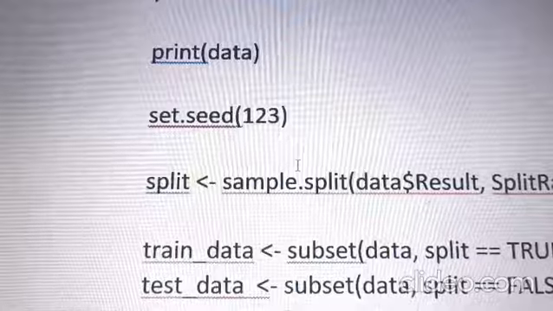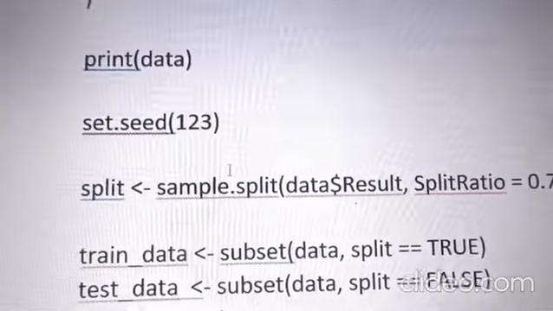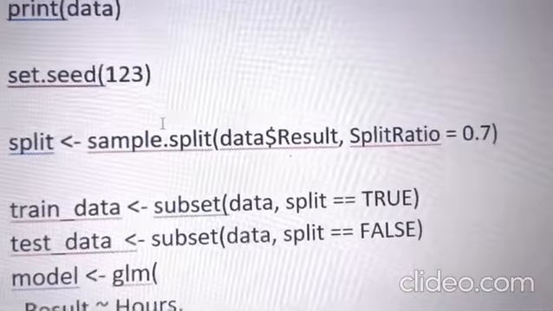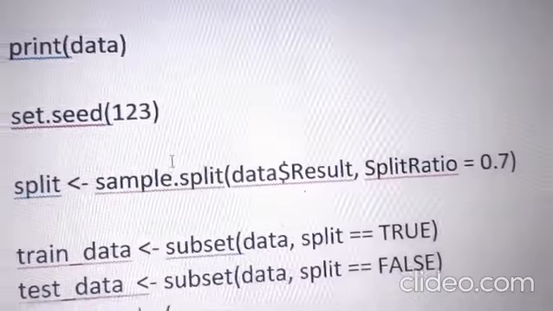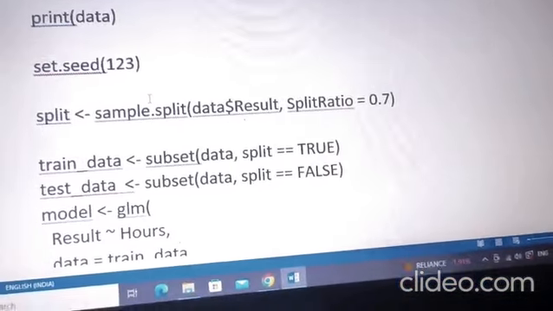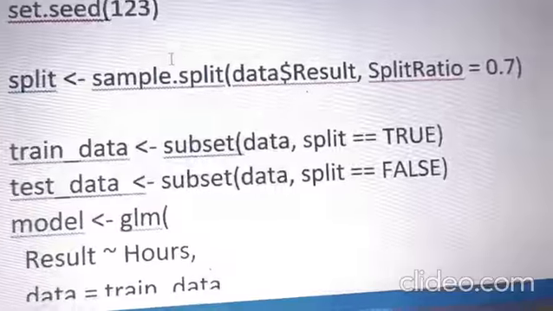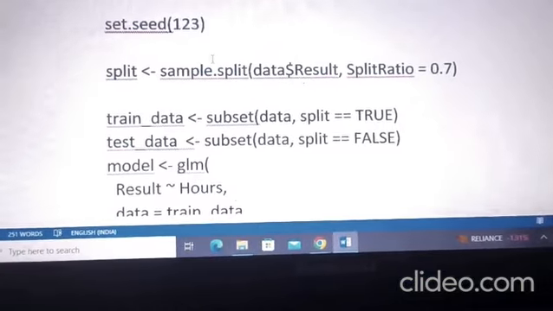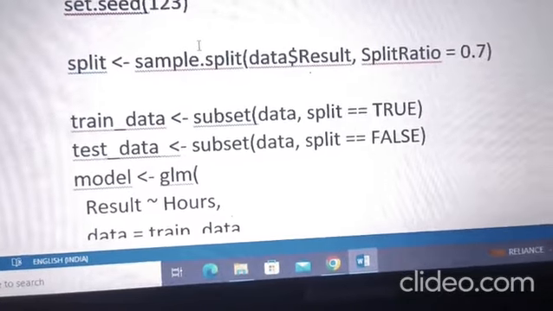Initially it is split into a certain range, that is 70-30, a 7:3 ratio. The same ratio is followed every time it is executed. That is why we are using the seed function. Then we have the split function. In the split function we use sample.split with data result and the split ratio. The split function takes only the split ratio. The split ratio we have given is 0.7. Then next are the train data variable and the test data variable. For train data, where the split value is true, those data will be taken for train data, and where the split value is false, those values will be taken for test data.